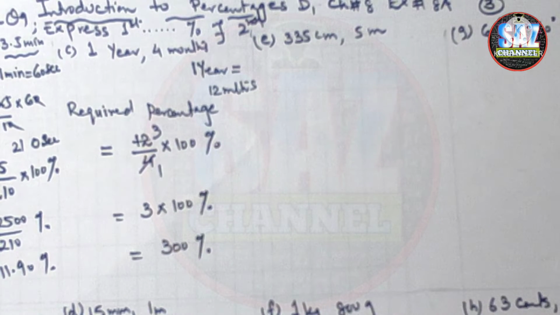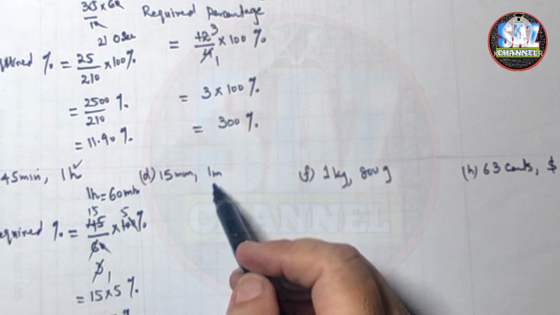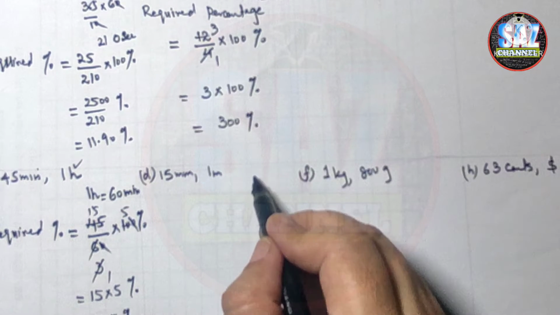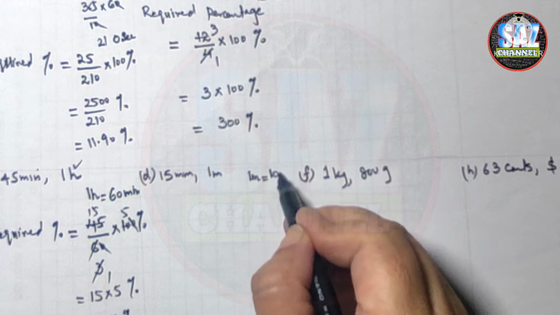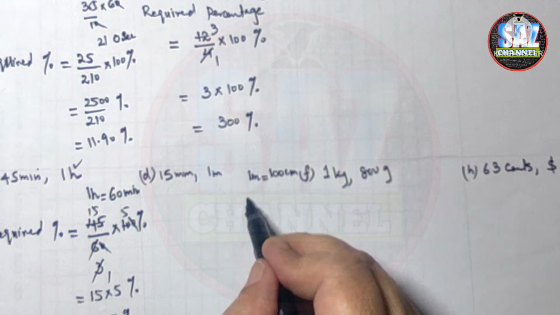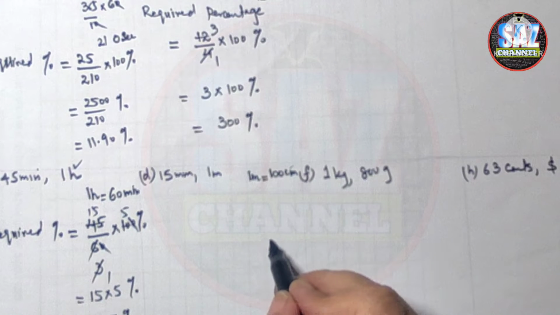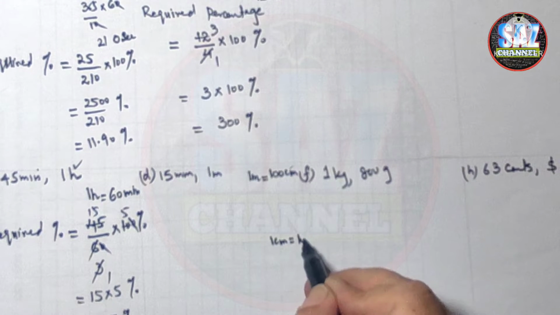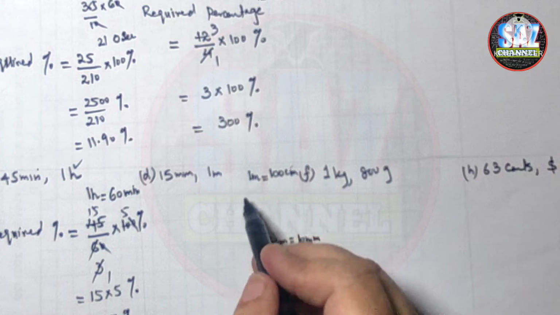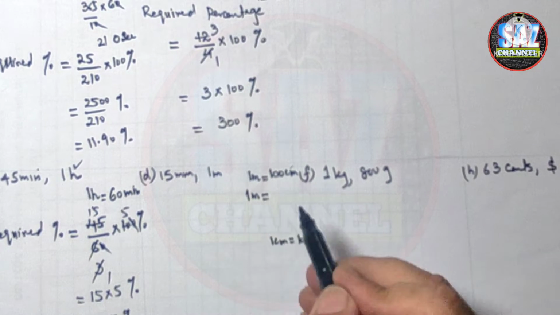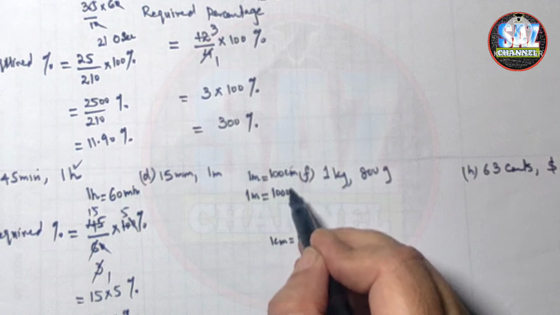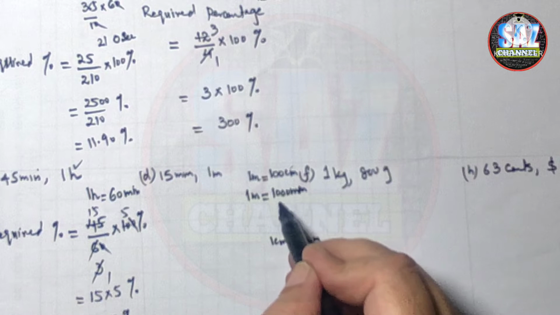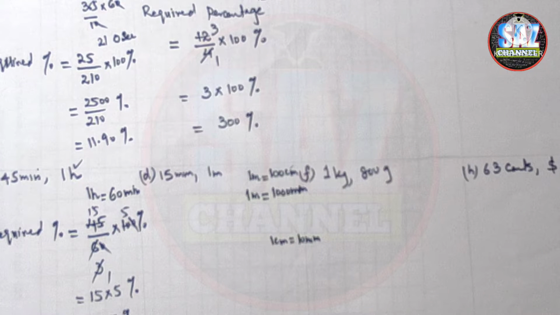And moving to the next part, 15 millimeters to 1 meter. So again here we should have good command on the conversion rule, that 1 meter has how many centimeters? 100 centimeters, and 1 centimeter equals 10 mm, 10 millimeters. So 1 meter will be equal to, students, 100 multiplied by 10, which is equal to 1000 millimeters. For these questions you should have good command on tables and the conversion rules as well.